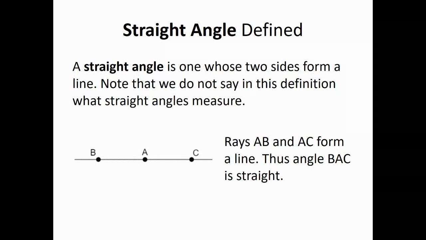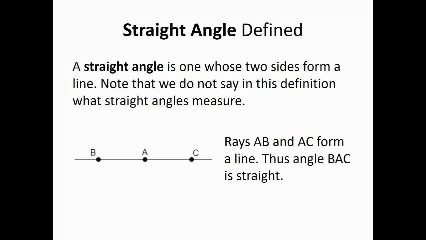Straight angle, particularly important kind of angle for us. Some of our first proofs will concern straight angles. We say that a straight angle is one whose two sides form a line. And notice that in this definition, we don't say anything about the measure.